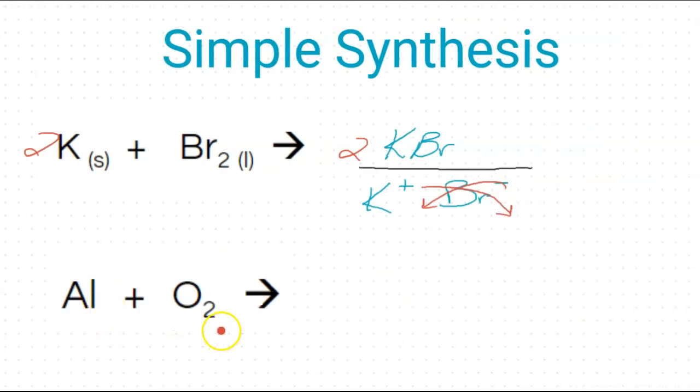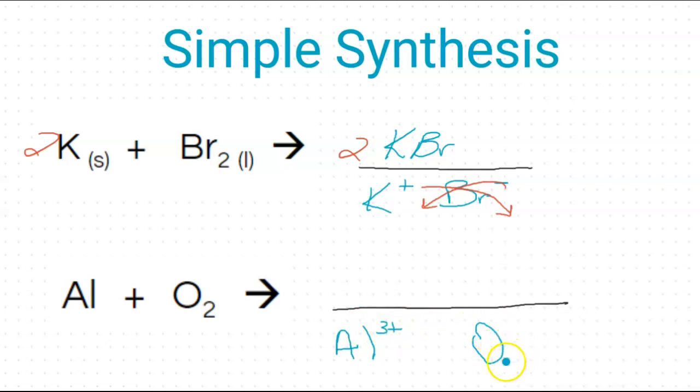When I go to predict my products, I have to look up these elements, or these ions, on their chart. I'm going to have one product because it is a synthesis reaction. When I look up aluminum on the chart, aluminum is written as Al, and it has a 3+ charge. When I look up oxygen or oxide on my chart, you'll notice I don't bring that 2 over. Again, that 2 is only there because it's alone on the left side, but on the right side, it's going to bond with the aluminum.